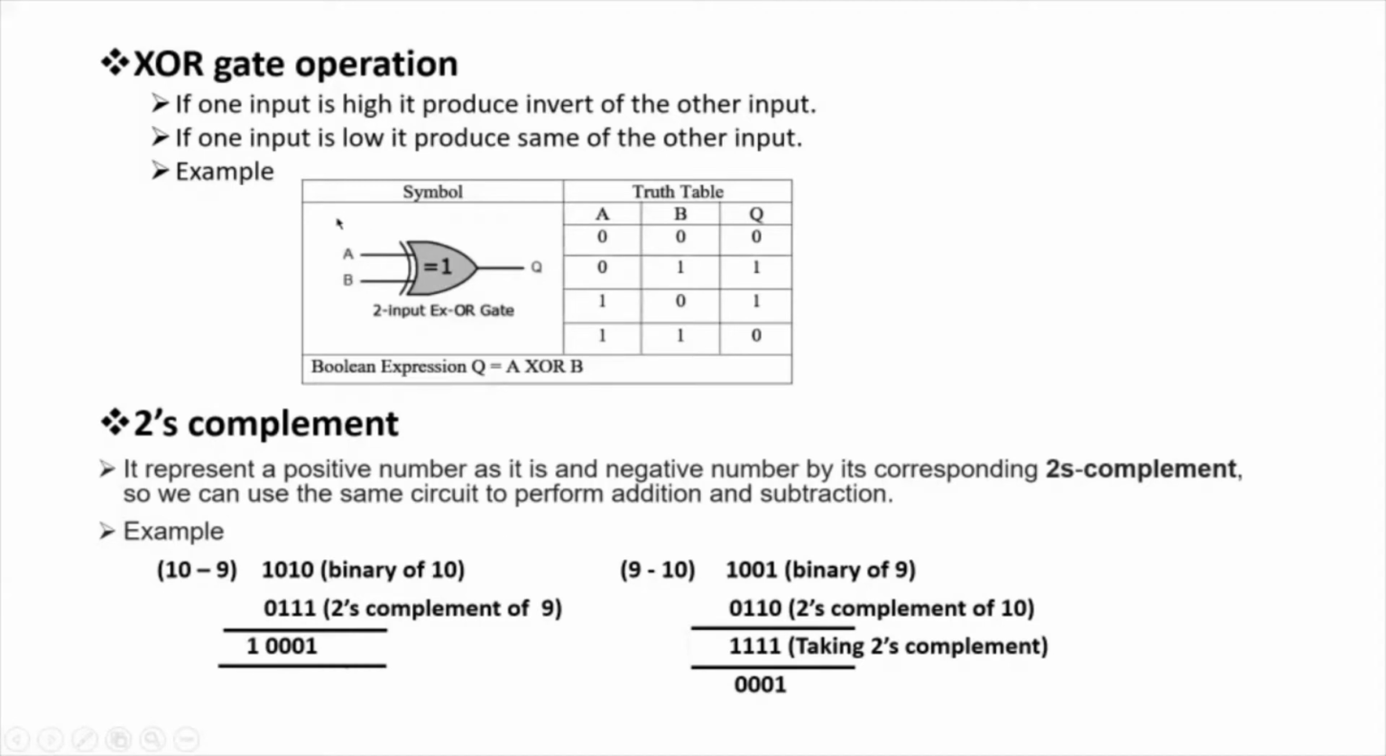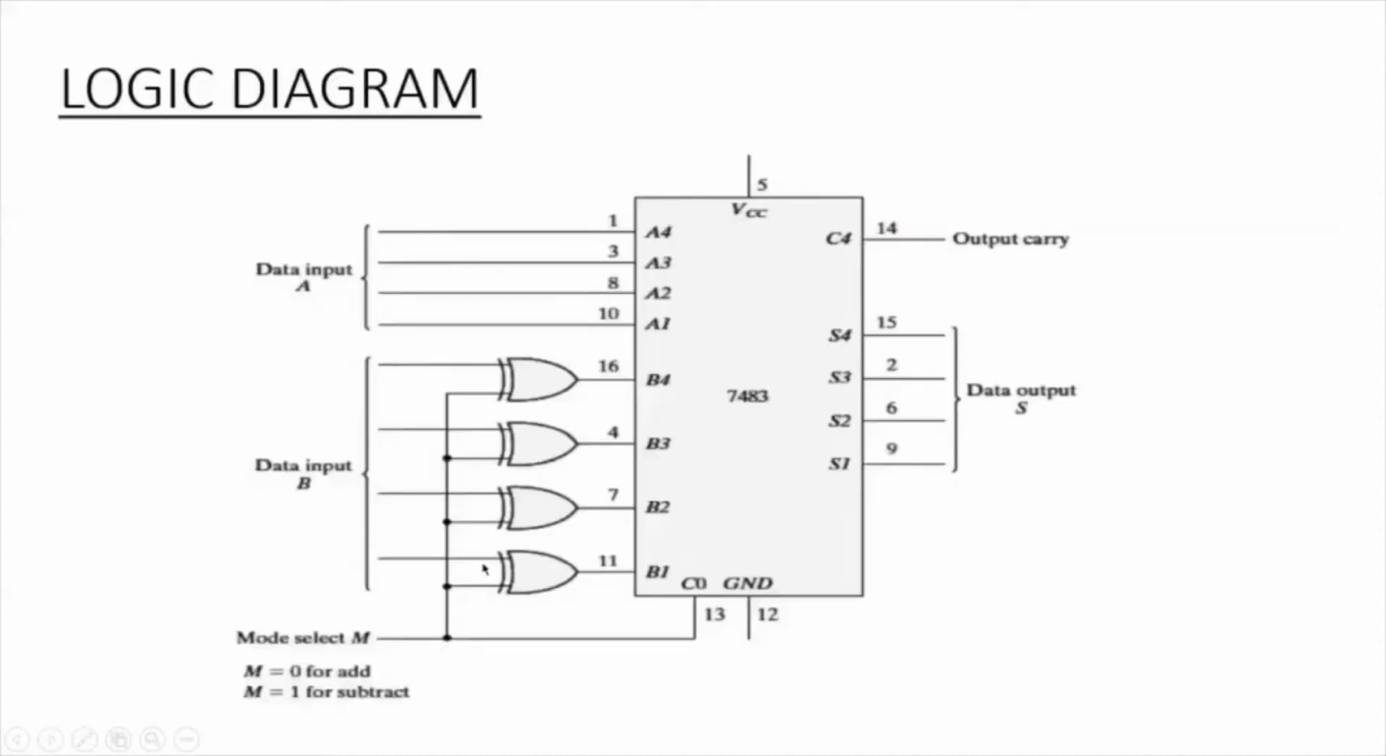So let's see how these two concepts are used in our experiment. Here is our logic diagram. This IC7483 can only perform addition operation. It cannot perform subtraction operation. We are giving input data as A and input data as B, and the output is collected at S4, S3, S2, and S1. This M plays the major role in this experiment, which is called the mode selector. When the M value is 0, it performs addition operation, and when the M value is 1, it performs subtraction operation. So this M decides which operation we are going to perform.